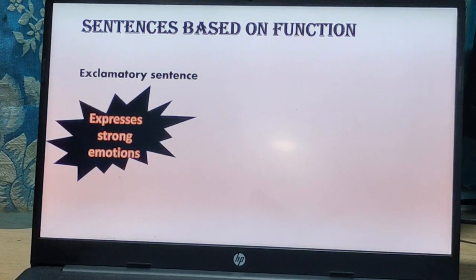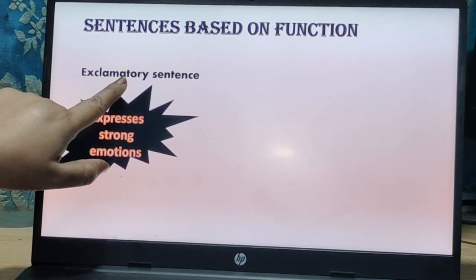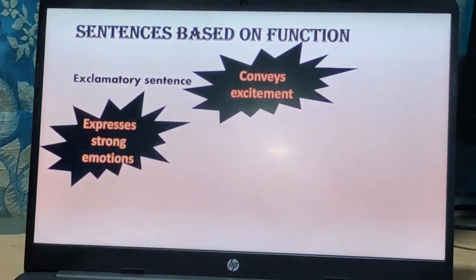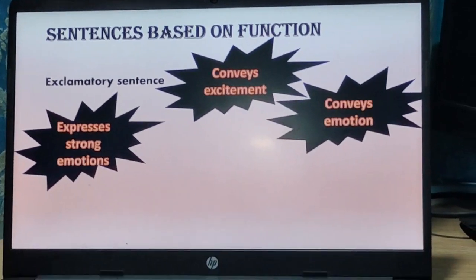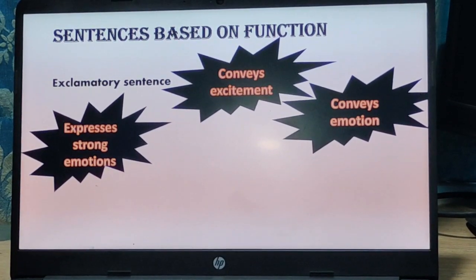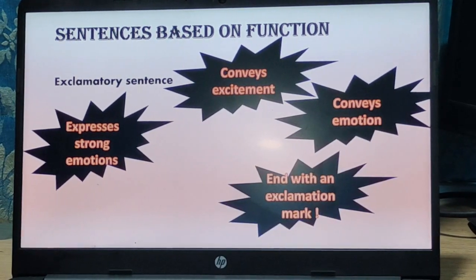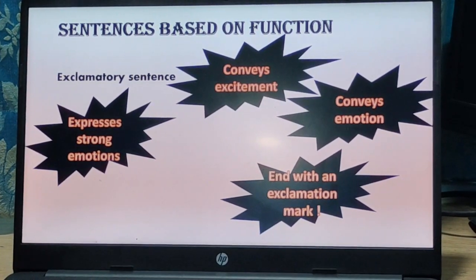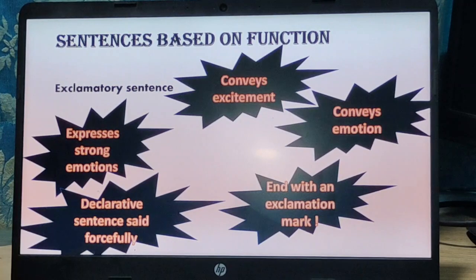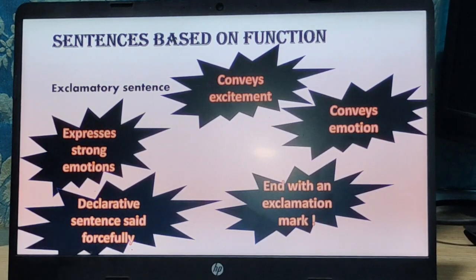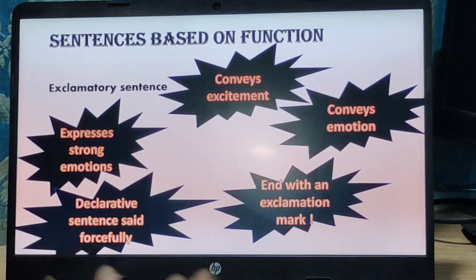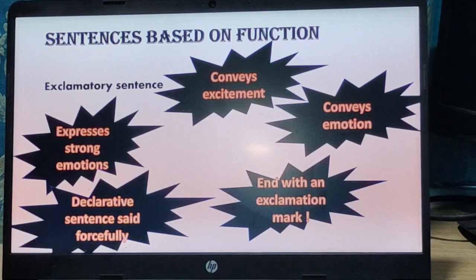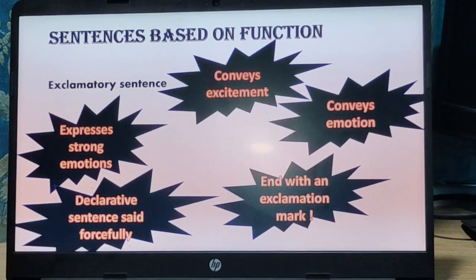What is an exclamatory sentence? The word itself tells you: exclaim, right? So you're expressing strong emotions, conveying excitement or some very, very strong emotion. One thing we need to remember, just like an interjection, is that it ends with an exclamation mark. Hence, it is in fact a declarative sentence said very forcefully. When you pronounce a declarative sentence very forcefully, it becomes an exclamatory sentence.